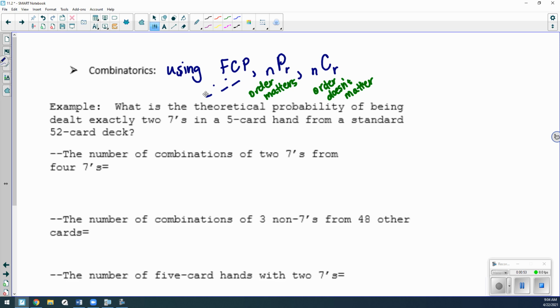Let's take a look at this first example. What is the theoretical probability of being dealt exactly 2 sevens in a 5-card hand from a standard 52-card deck? Well, the first thing we need to do is look at the number of combinations of 2 sevens from 4 sevens. So we're going to take 4 of those sevens and choose them 2 at a time. 4 because there are 4 sevens: a 7 of hearts, a 7 of diamonds, a 7 of clubs, and a 7 of spades. Choose 2. And I'm going to do a combination here because the order doesn't matter.